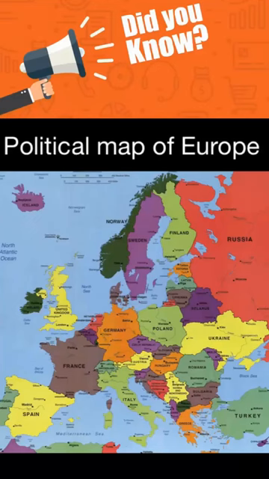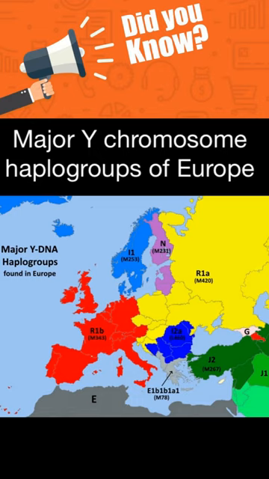This is a political map of Europe, but have you ever wondered how Europe might look if it were separated by the genetic relationship of people and not by political reasons? Take a look. This map shows the genetic relationship of people according to the major Y chromosome haplogroups.